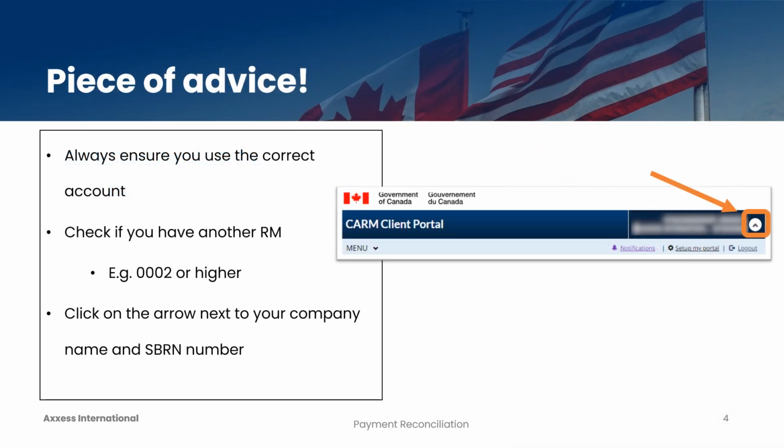Here's an essential piece of advice. Always ensure that you use the correct account before doing any actions in your CARM portal. Check if you have another RM account by looking at the top right corner of your screen. As an example, you can see an RM number 0002 or higher. If needed, click on the arrow next to your company name and SBRN number to change it.